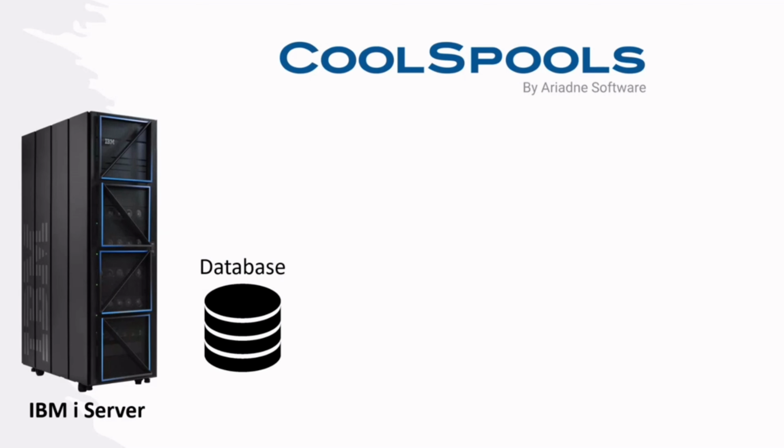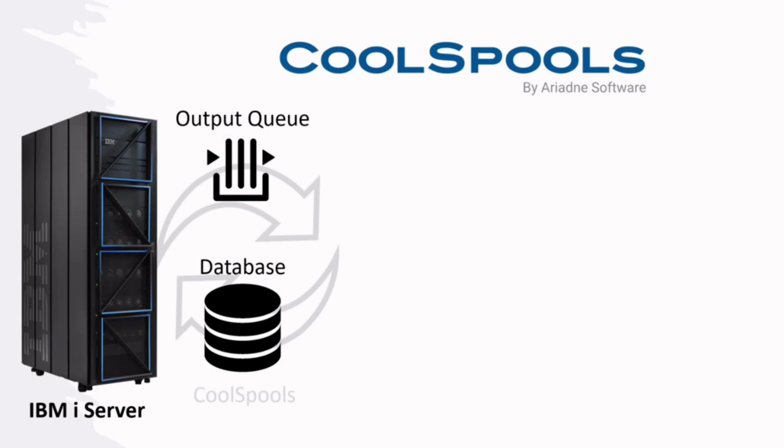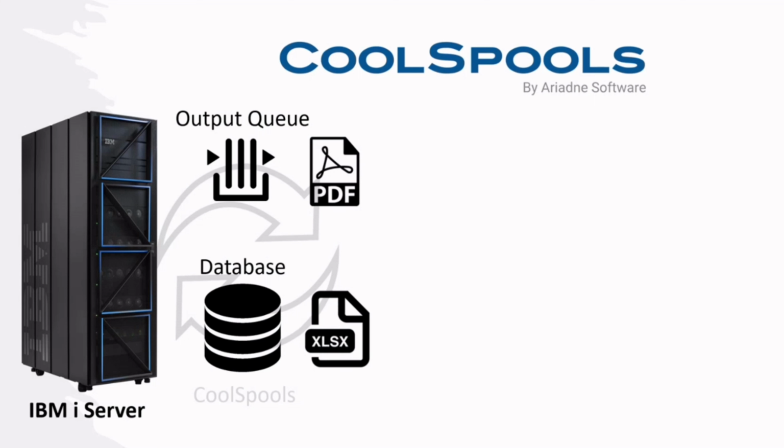Your IBM server contains data in database tables and spool file reports in output queues. What CoolSpools allows us to do is convert our IBM spool file reports, either on demand or automatically as they arrive in output queues, to an output document format such as PDF. You can also convert from your database tables, SQL select statements or Query/400 queries to an output format such as Excel. CoolSpools can then deliver these files using FTP, but we've already said that SharePoint does not support the delivery of files using FTP.